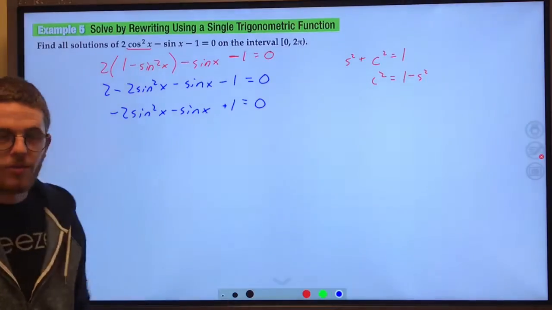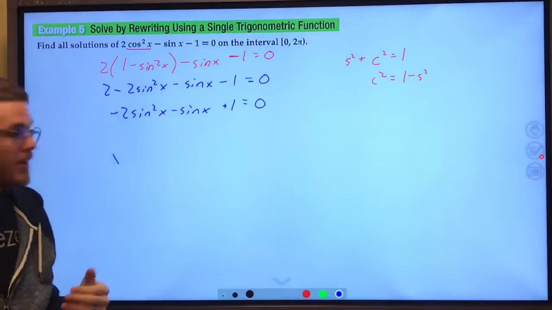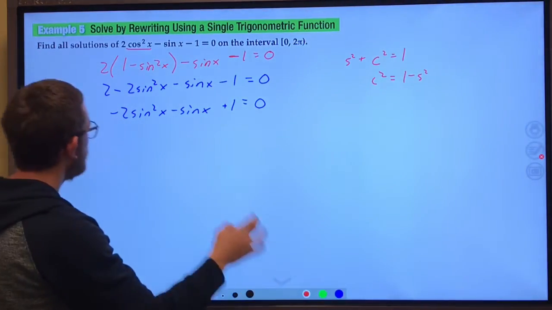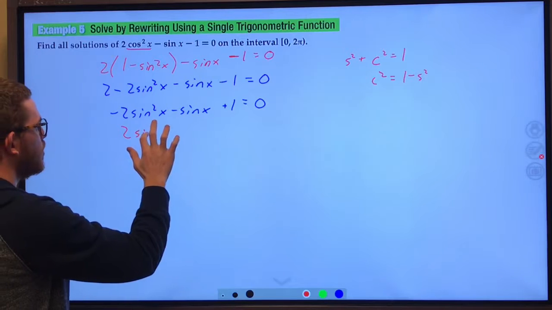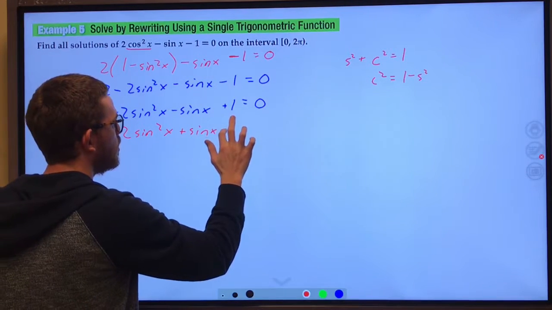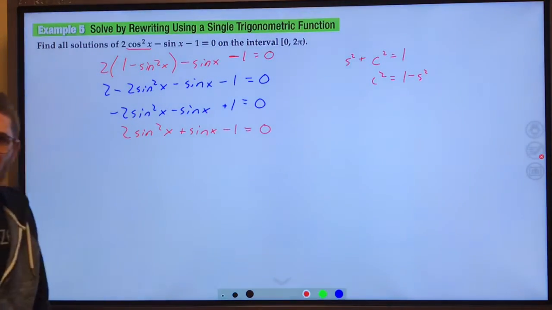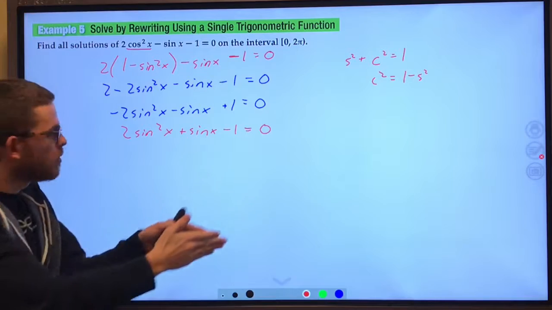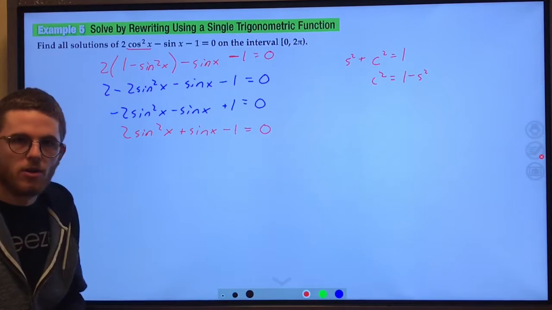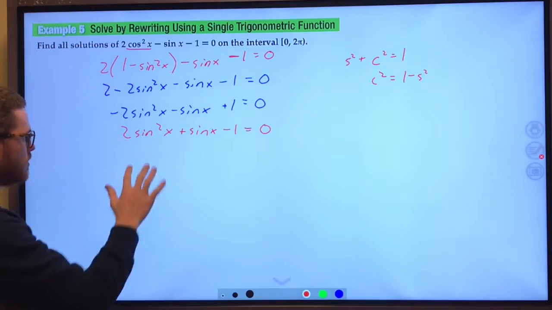Now, for my preference, when I see my leading term being negative, I want to multiply everything by a negative 1. Cleans it up. 2 sine squared x plus sine of x minus 1 equals 0. Now, notice how this is in a quadratic form here. Squared, and then no exponent at all. So I'm going to try to factor this.